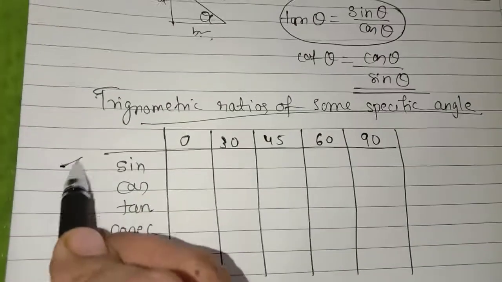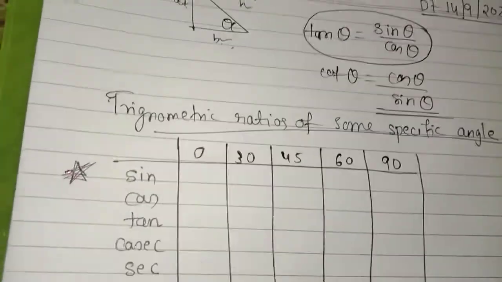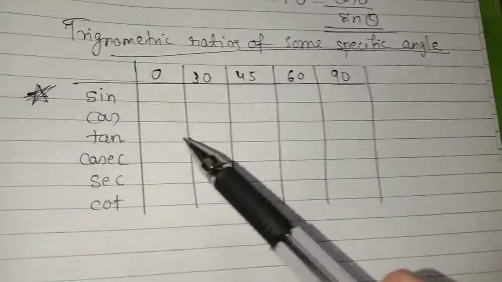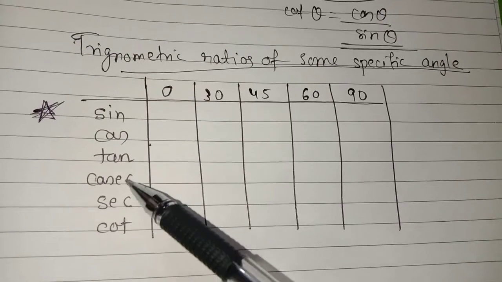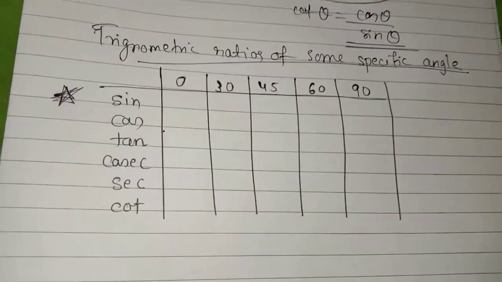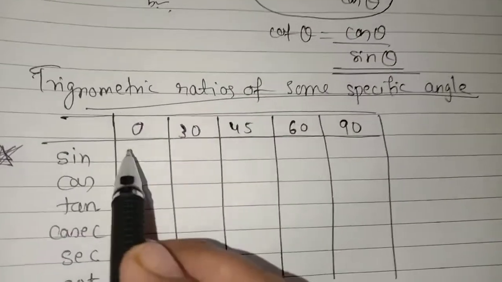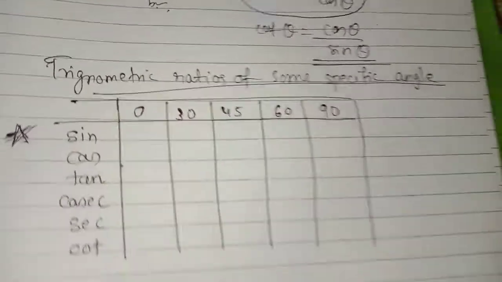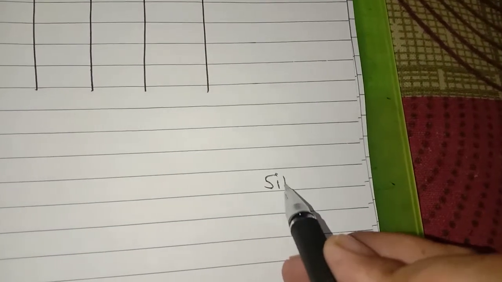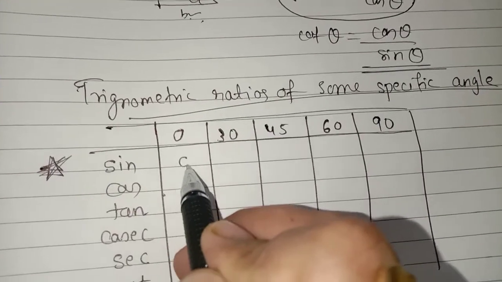Only you have to prepare these angles, because we need their values while solving the numericals. So let's start from the sine. If you remember the value of sine only, I'm just giving the trick, you can write all the values of cos, tan, cosec, sec and cot. So let's start now. Here we go. For sine 0, the value of sine 0 is what? 0. So I will write here 0.